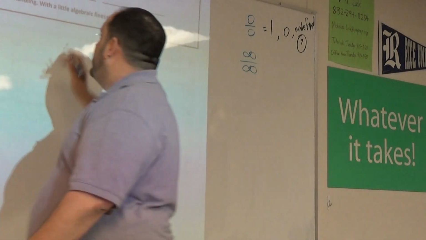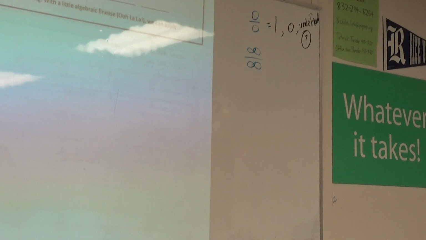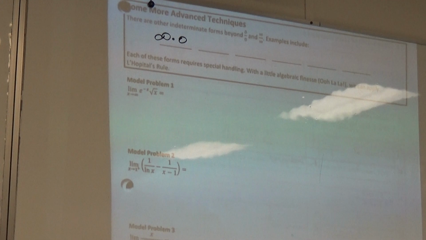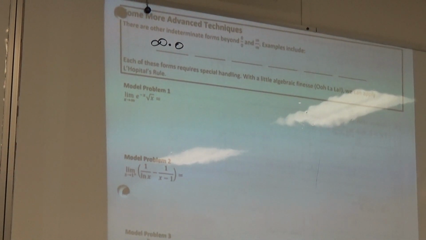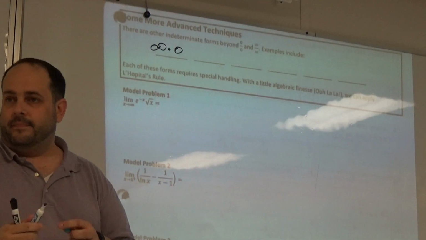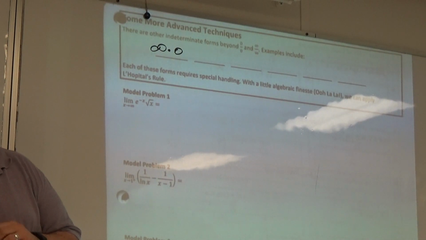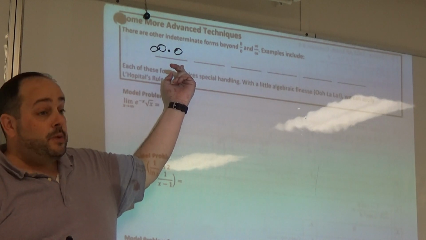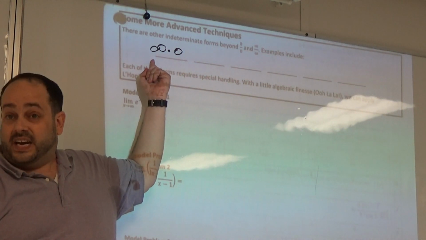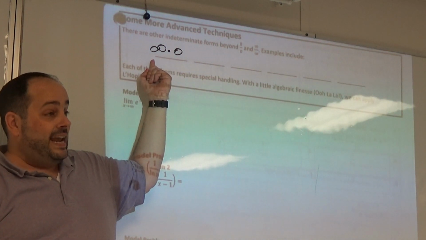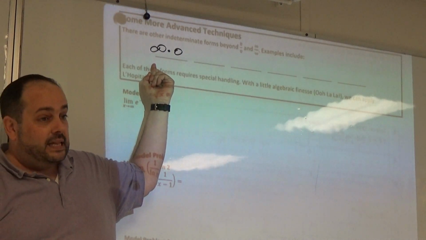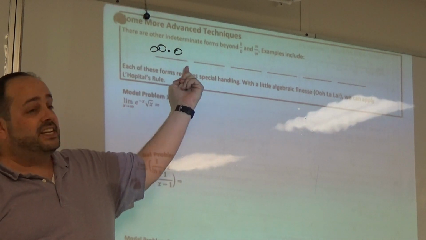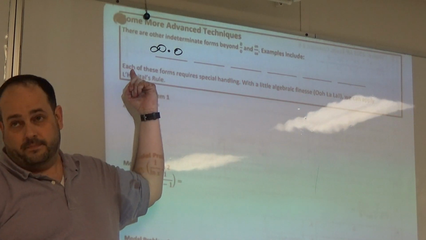There are several other indeterminate forms. Here's another one. Infinity times 0 is an indeterminate form. Why? Anybody know a rule about multiplying by 0? You get 0. Anybody know a rule about multiplying by infinity? Right, infinity times the smallest number is still infinity. Any number times 0 is still 0. When you multiply infinity and 0, indeterminate form.